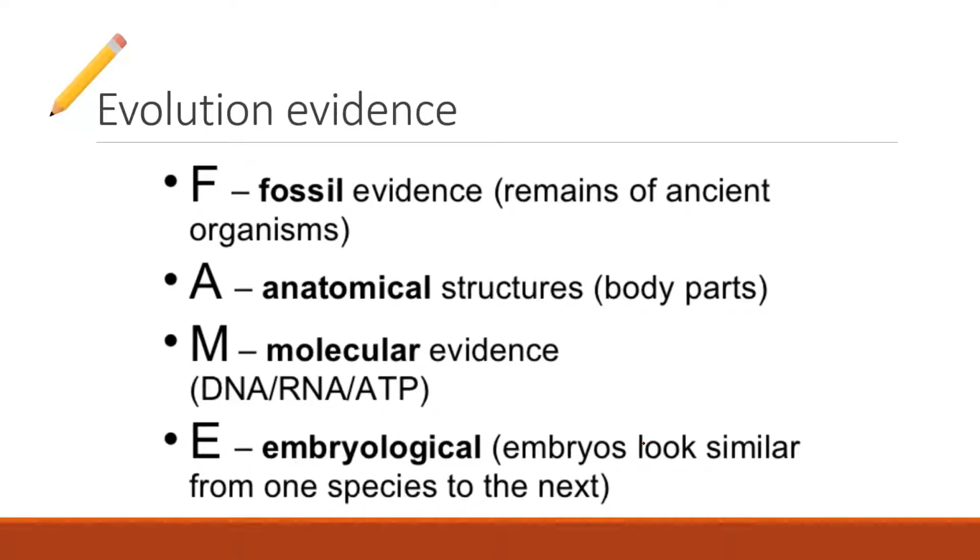You don't even need to write down that in brackets. If you know what fossils are, you don't need to write down remains of ancient organisms. What that allowed us to do is get an idea of how long evolution went, and we could see small changes over time. But we also needed A, which is anatomical structures, body parts.